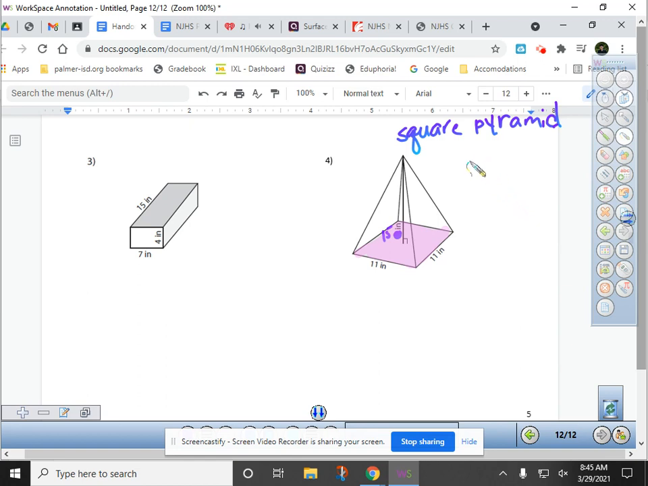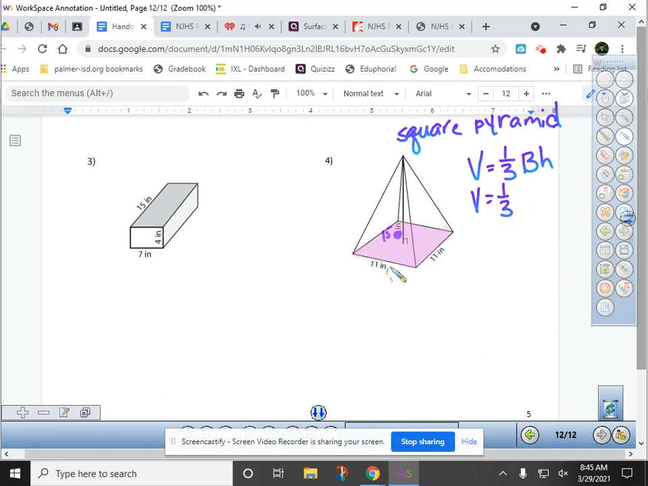What is the formula for the volume of a pyramid? Does anyone remember? You can look back on the front page of your packet there. I believe it's written on there. What is it? It's not BH times H. It's 1/3 area of the base times the height. The big B means area of the base. So I'm going to write 1/3.